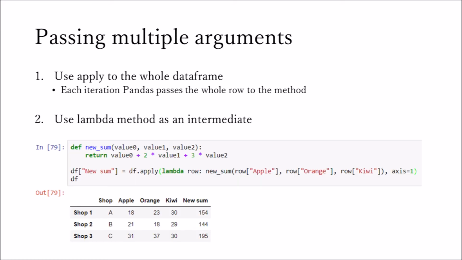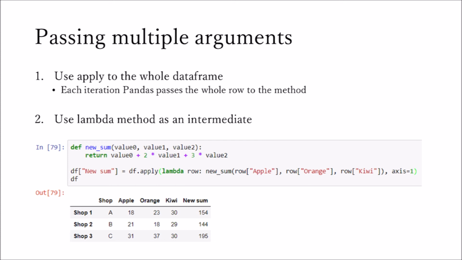Let's look at one example. Here we define a new method called newSum, which takes three numbers, value 0, value 1, and value 2. And this method returns a result based on some algebraic operation on these three values. And to pass these three values to this method through the method apply, we define a lambda function. This function takes in the row, which is exactly what Pandas will pass in each iteration to our defined method newSum, but with the corresponding data specified.